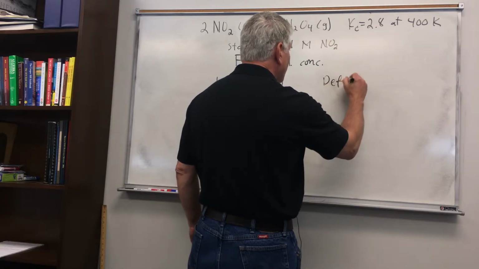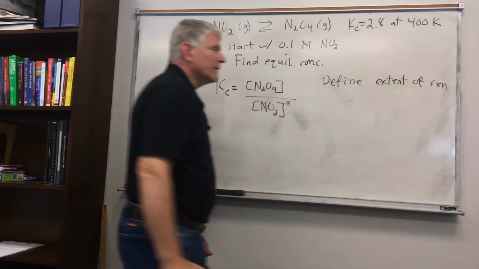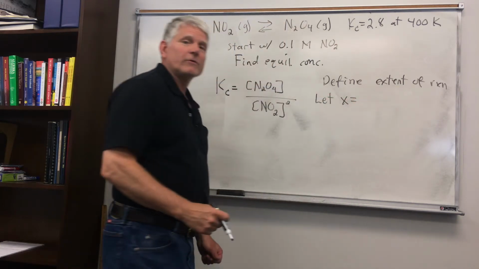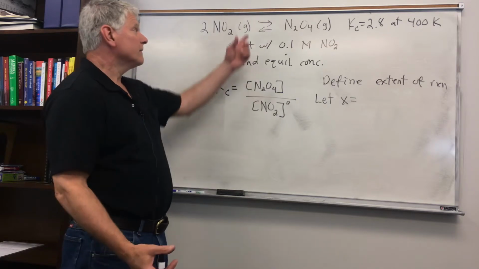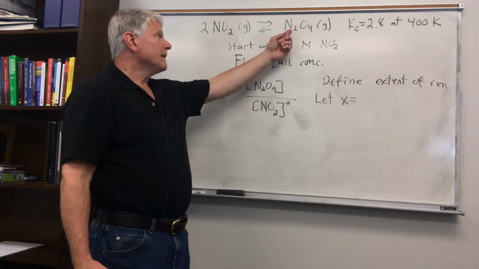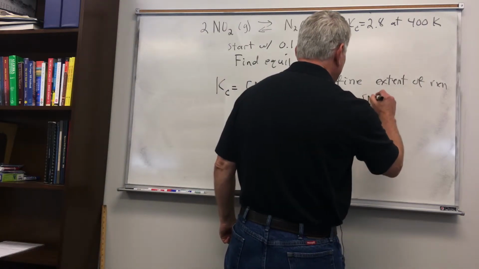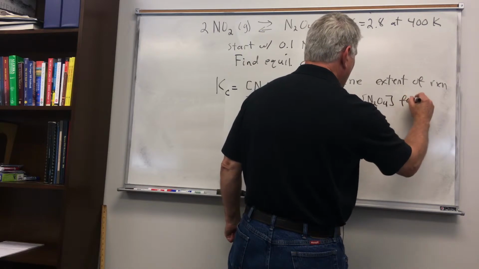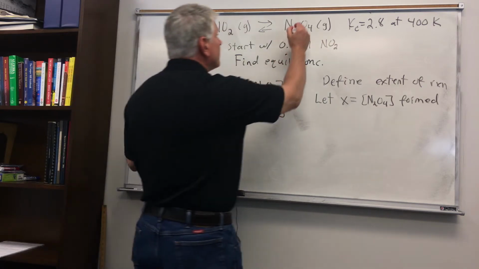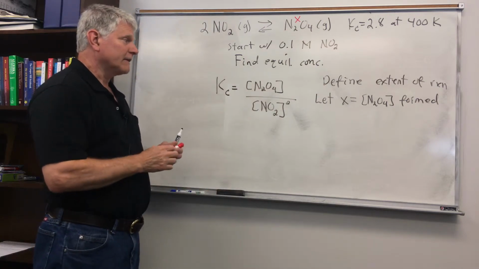defining an extent of reaction. So we'll let X be the amount of something that reacts in this chemical reaction. So let's let X be the amount of N2O4 that is formed in the reaction. So that's our extent of reaction.